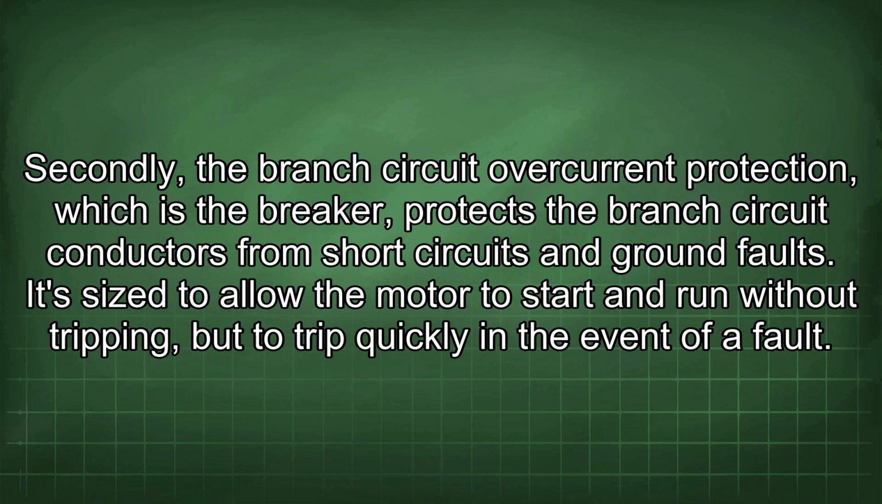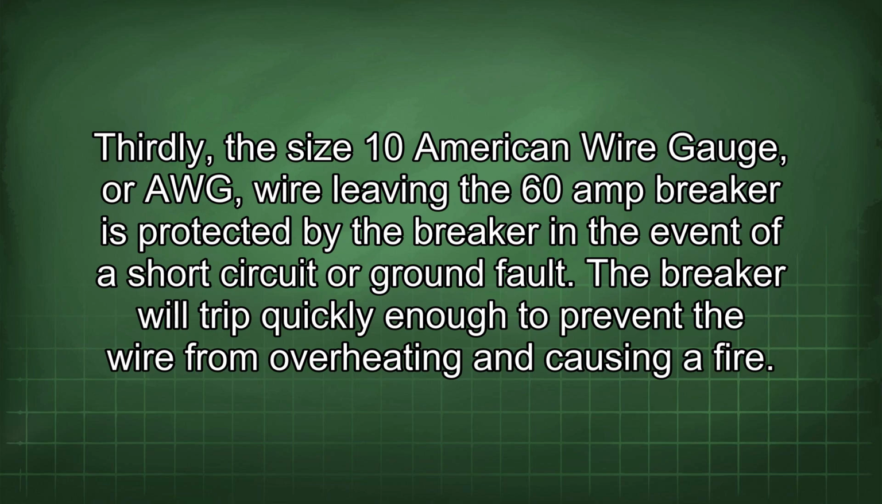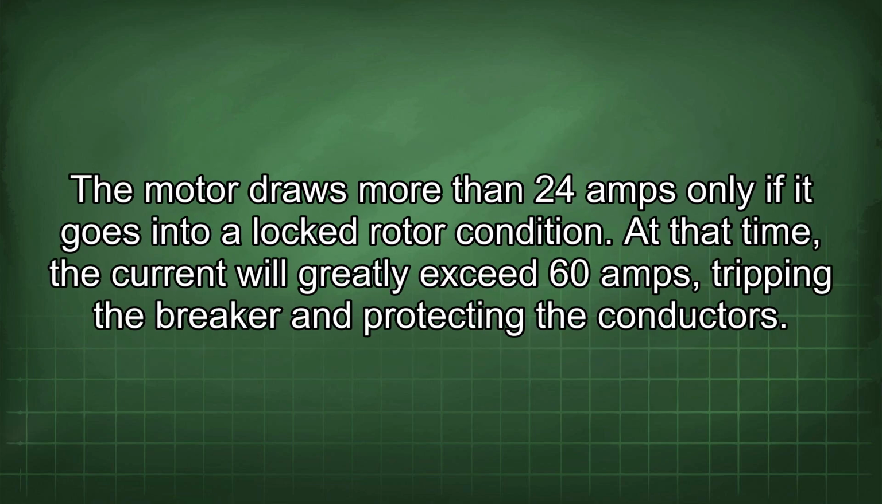Thirdly, the size 10 American wire gauge, or AWG, while leaving the 60 amp breaker, is protected by the breaker in the event of a short circuit or ground fault. The breaker will trip quickly enough to prevent the wire from overheating and causing a fire. The motor draws more than 24 amps only if it goes into a locked rotor condition. At that time, the current will greatly exceed 60 amps, tripping the breaker and protecting the conductors.